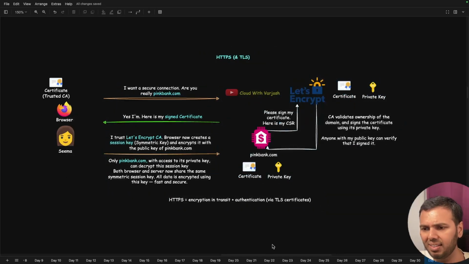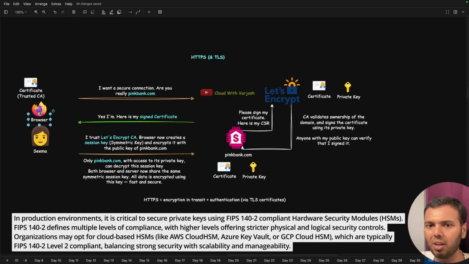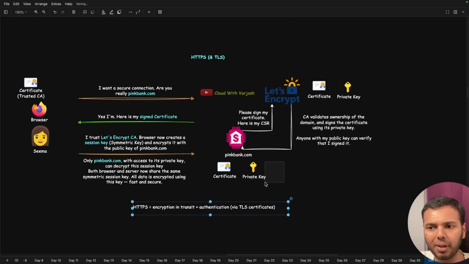But this design has a problem. What is the problem? If this private key gets leaked, whatever this browser is encrypting using the public key of pinkbank.com can be decrypted by the malicious user, because this private key is compromised. Hence, we must find means via which the session key is not shared over the network, because if it is shared over a network, there is a possibility that someone might decrypt it.